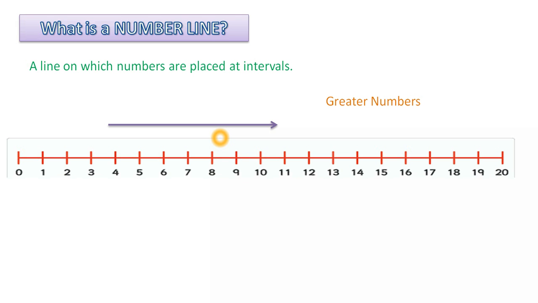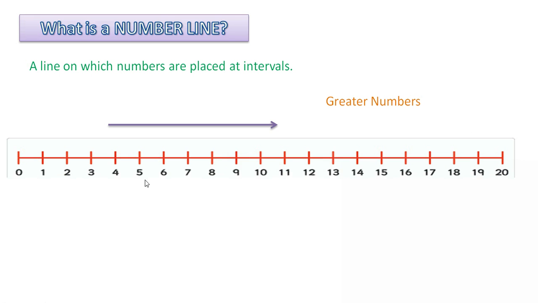A number which lies on the right side is greater than the other number. For example, let's compare 9 with 4. 9 is on the right of 4 on the number line. So this shows that 9 is greater than 4. Similarly, if you compare 18 with 9, 18 lies on the right of 9, which shows that 18 is the greater number. 18 is greater than 9.